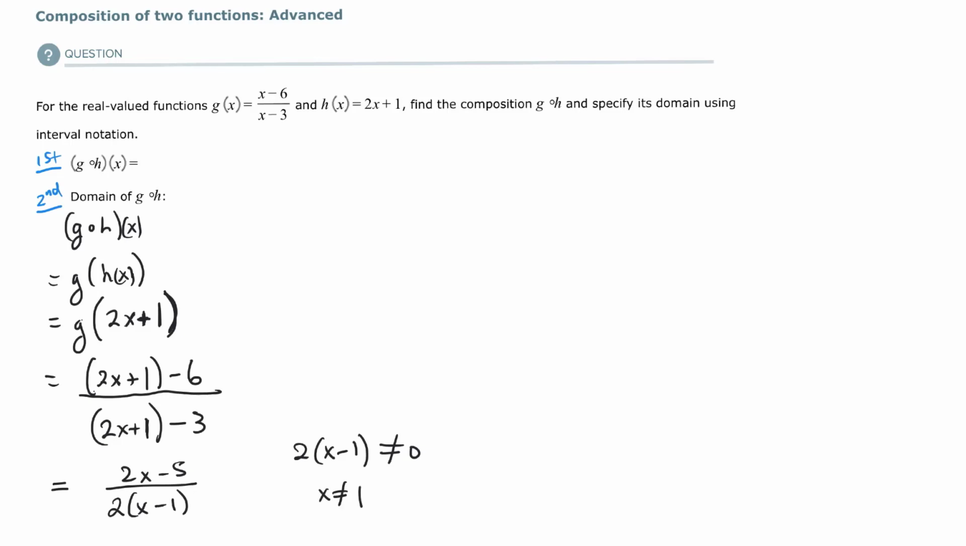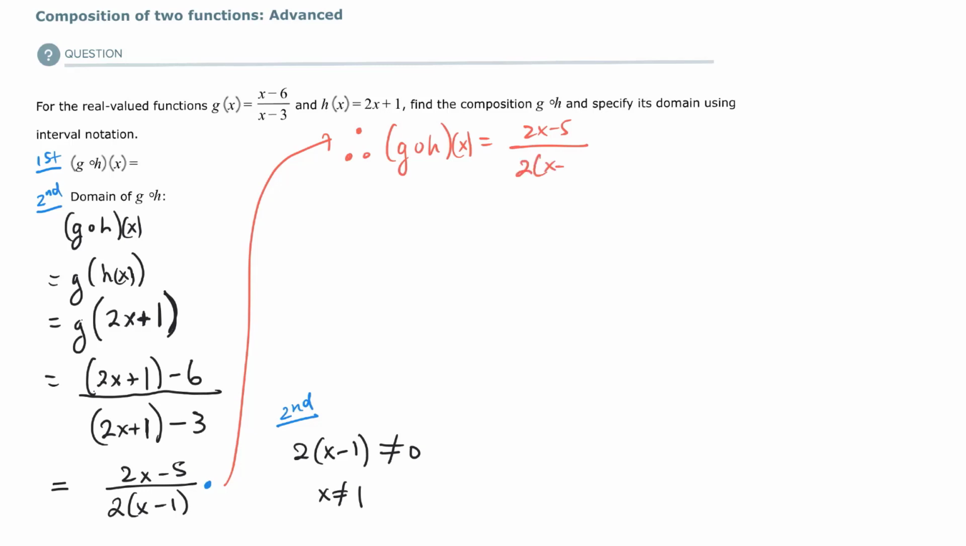So we got both parts. So this is the end of the first part. And then this is the beginning of the second part. Now we just got to write things carefully. So what is the conclusion for the first part? Therefore, we do have a function, g composed of h of x, is 2x minus 5 over 2 times x minus 1. And of course, x can't be 1. That's the answer to the first part.